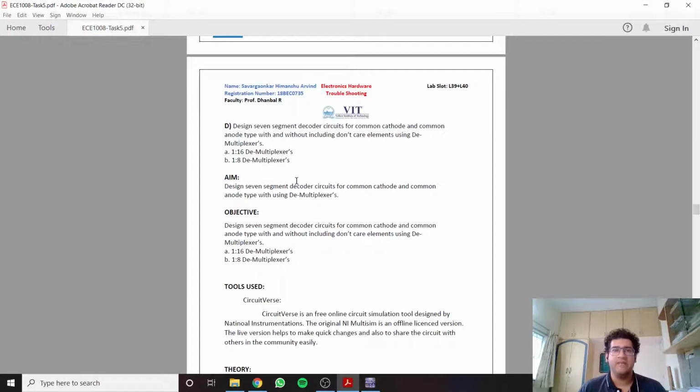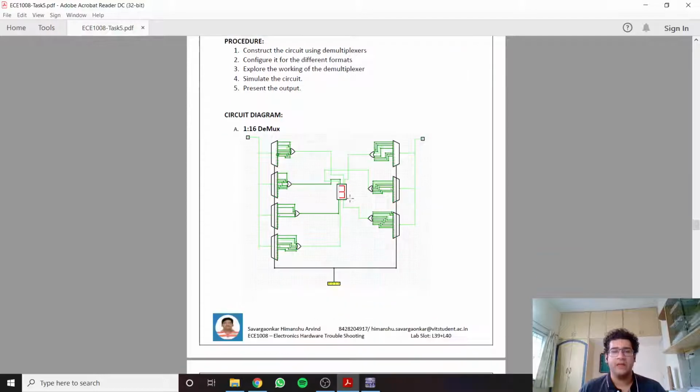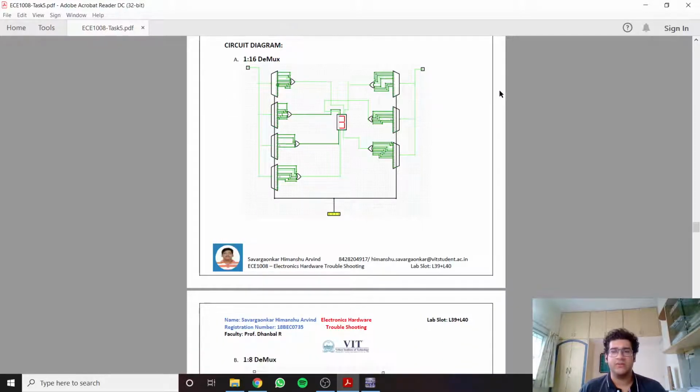For part D, we had to again simulate a circuit for operation of a 7 segment display using demultiplexers. Again, 1:16 and 1:8. We also explored the inner functioning of the 1:16 and 1:8 demultiplexers. This is the circuit using demultiplexers to operate a 7 segment display of the 1:16 variety.